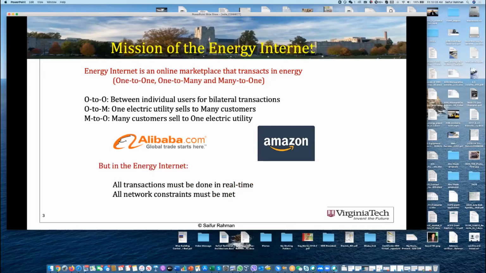The difference is here. Unlike Amazon or Alibaba, where you order something today and get it tomorrow or the day after, for our business it cannot be tomorrow. It has to be now, real time. Simultaneously, all network constraints must be met. Meaning, if too many people are trying to sell electricity from the rooftop solar to the local distribution circuit, it may not work because the circuit may not have the capability to move so much power. So those are the restrictions we have to keep in mind as we build the energy internet.